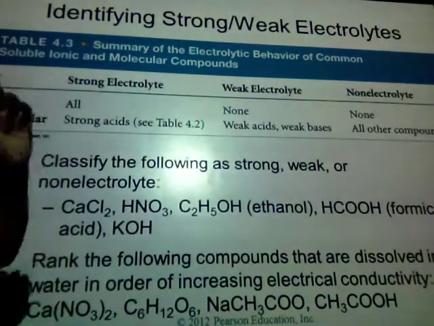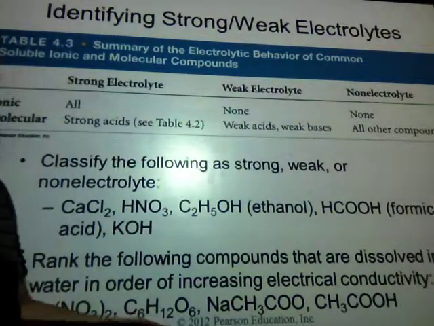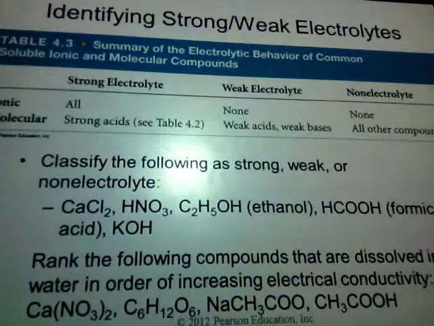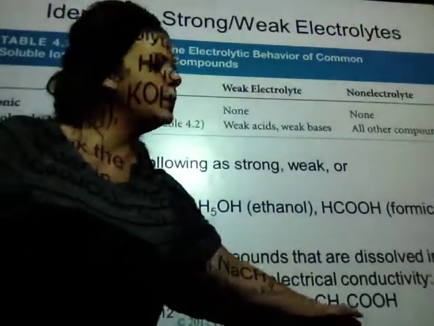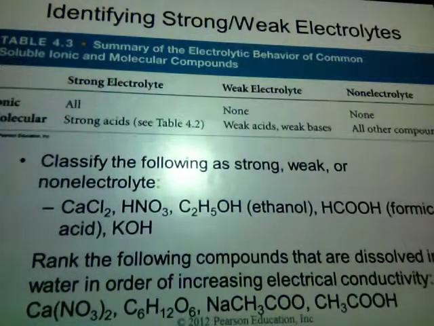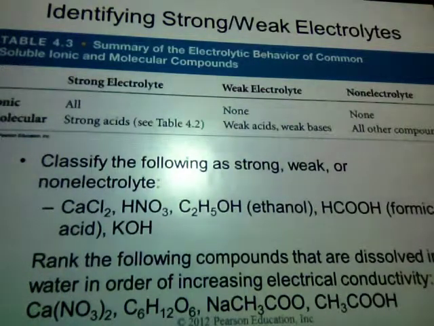So I need to rank these in order of increasing electrical conductivity. Non-electrolytes have no electrical conductivity, so glucose must go first. What would come next? The next one would be my weak electrolyte. That means I'll have a partial dissociation of ions, so I may get a dim light, a little bit of electrical conductivity, but nothing like what I would with a strong electrolyte. So glucose is first, and acetic acid, my weak electrolyte, comes next. But now I have these 2 strong electrolytes. Which one comes next?